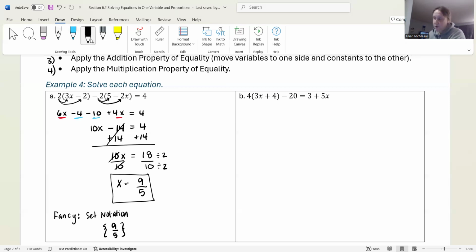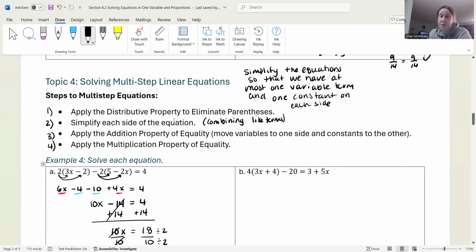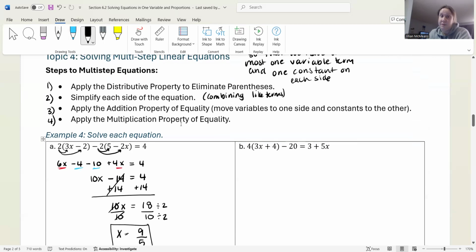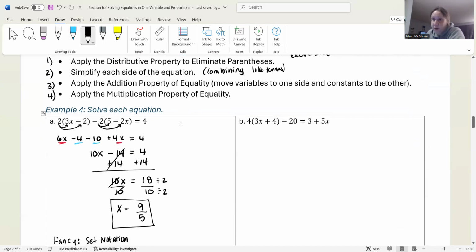Let's try it again. So part B, we have 4, and then in parentheses, we have times 3x plus 4. Then we have minus 20 equals 3 plus 5x. So very first step, if we go back and look at our 4 steps, the very first thing we want to do is distribute to get rid of parentheses. So we need to distribute a 4. So I have 4 times 3x and then 4 times 4. Well, 4 times 3x, I just want to multiply the 4 and the 3. That gives me 12. And then I keep the x. And then 4 times 4 is positive 16.